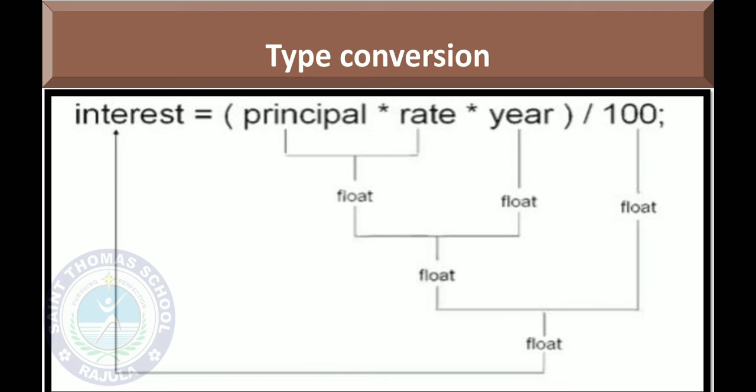Then in the second step, whatever value we get from the multiplication, the same value will be multiplied with the year, that is of a float data type, and after that the value will be divided by the 100. So at the last you will see the answer is coming in the float only.